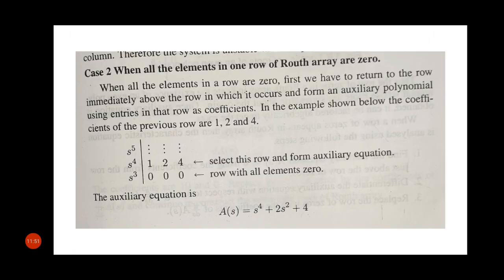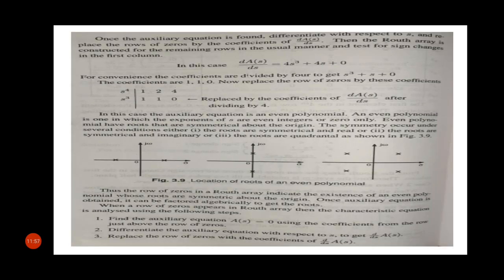So in our example, the auxiliary equation is A(s) equals s to the power 4 plus 2s square plus 4. We differentiate this equation with respect to s, so dA/ds equals 4s cube plus 4s plus 0. For convenience, the coefficients are divided by 4 to get s cube plus s plus 0. The coefficients are 1, 1 and 0. Now replace the row of 0 by these coefficients. Okay, here I have shown how we will replace the 0 row by these coefficients.